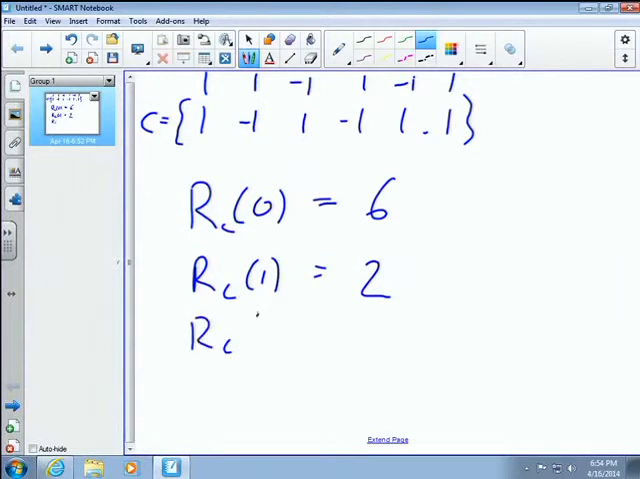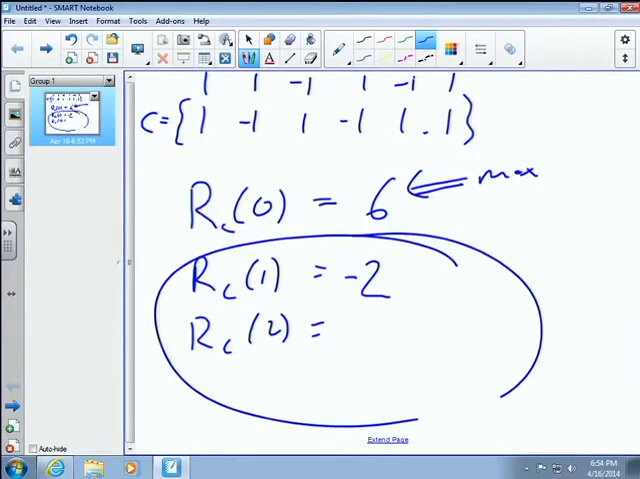You see the trend that's developing. We have minus 2, thank you. Technology is not agreeing with me today. Minus 2. Notice that m equals 0 is going to be the max, and that makes sense. They're perfectly aligned, and otherwise the other values are going to be much smaller.